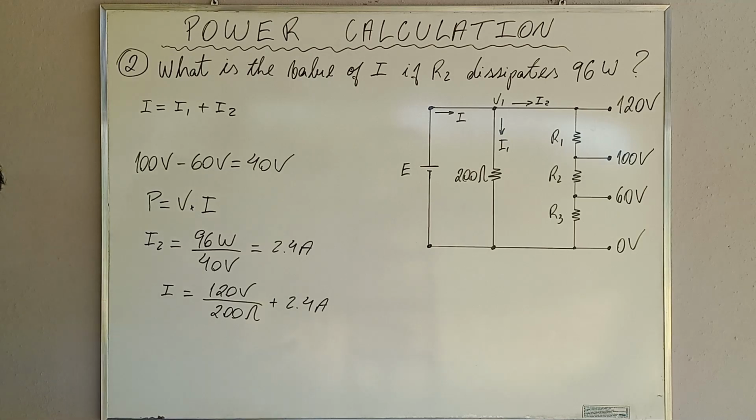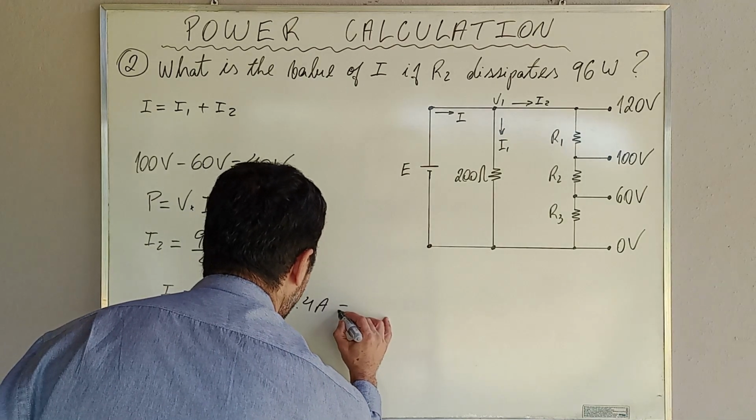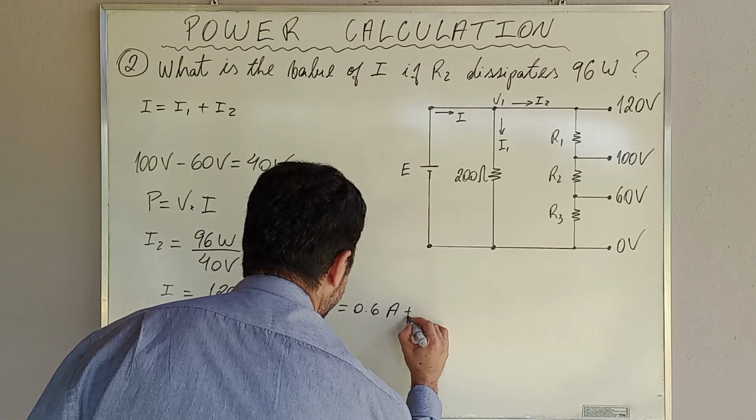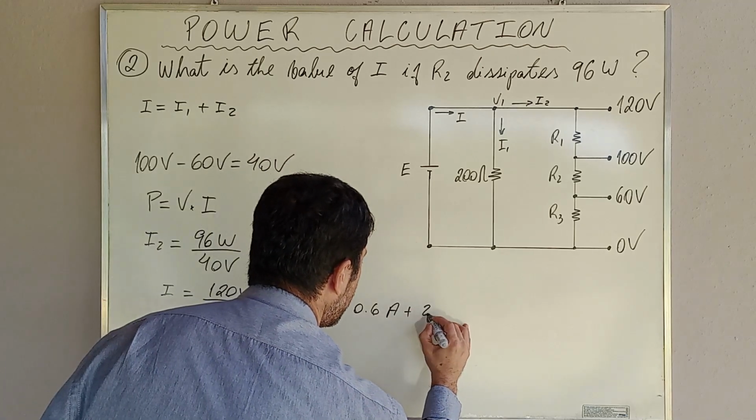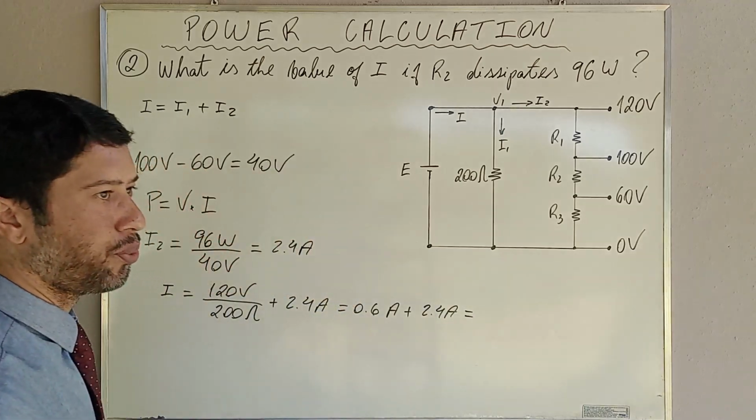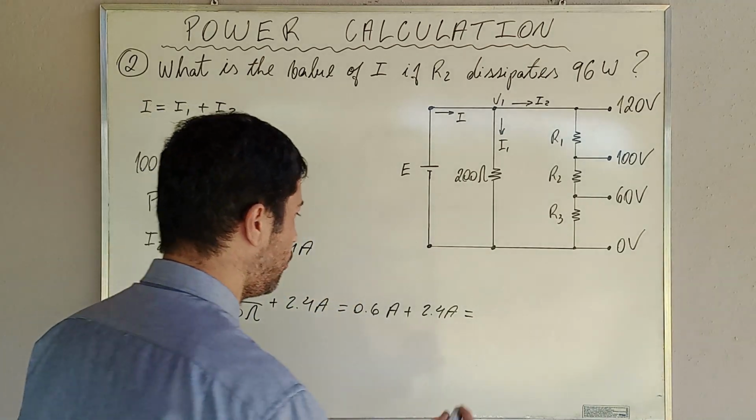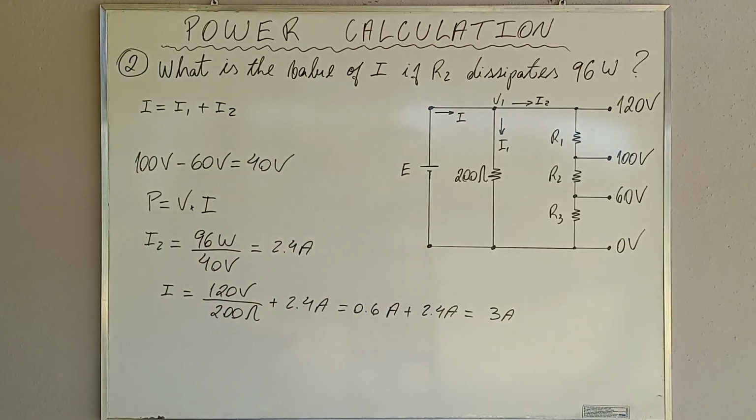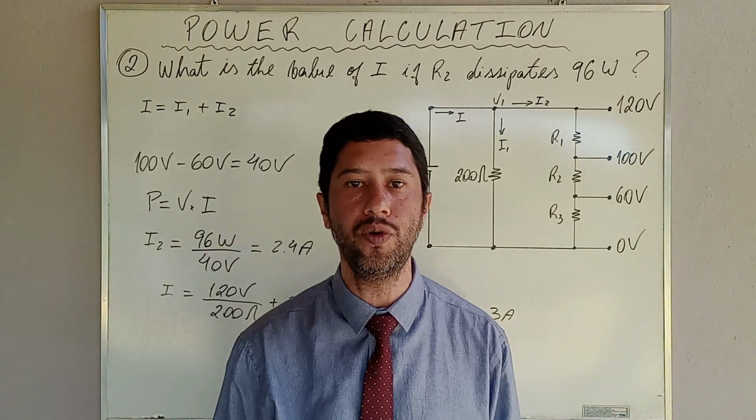Dividing here, we find 0.6 amps plus 2.4 amps, which is precisely equal to 3 amps. And this is the current supplied by the source. And it is all for the debate of exercise number 2.